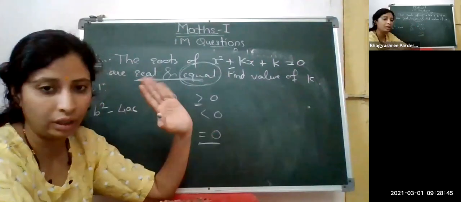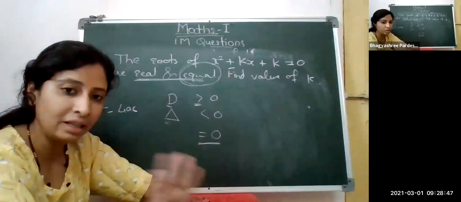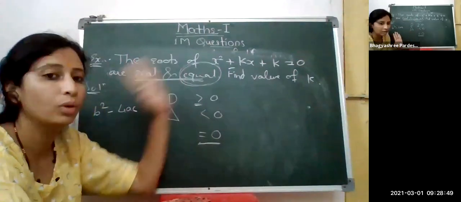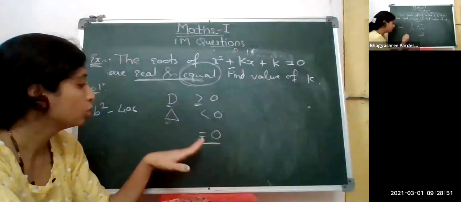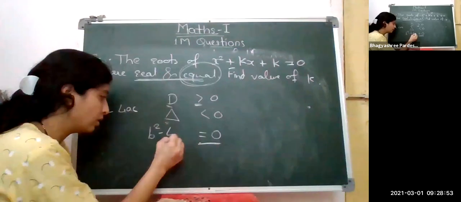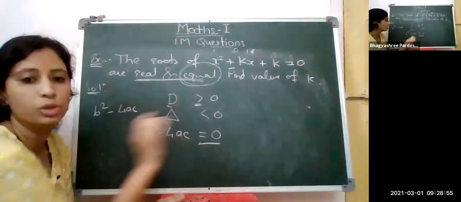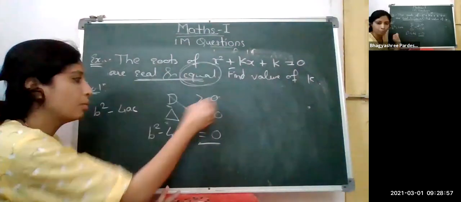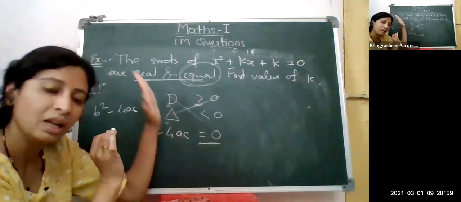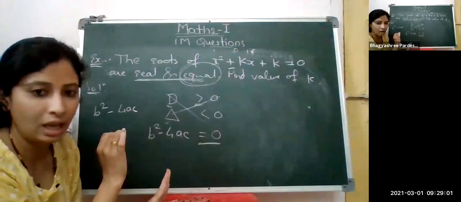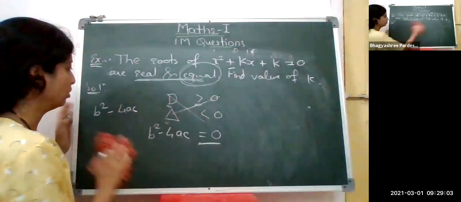We can't ask greater than or less than, that is not asked. Mostly equal is what is asked. So remember this thing only: that is, B square minus 4AC will be equal to 0. Don't think about this too much. If it is given like this, real and equal will only be asked. So B square minus 4AC will be equal to 0.